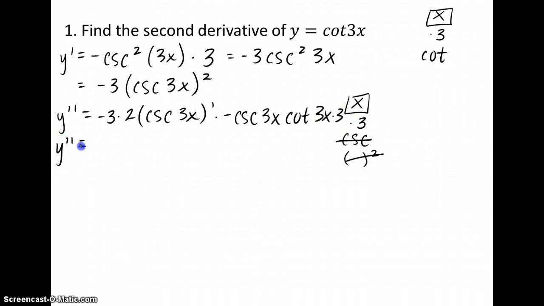Alright, so y double prime, negative 3 times 2 is negative 6, times negative 1 is positive 6, times 3 would give us a positive 18. Then we have cosecant squared of 3x, because 2 cosecant of 3x's are being multiplied, and then multiply that by cotangent of 3x.